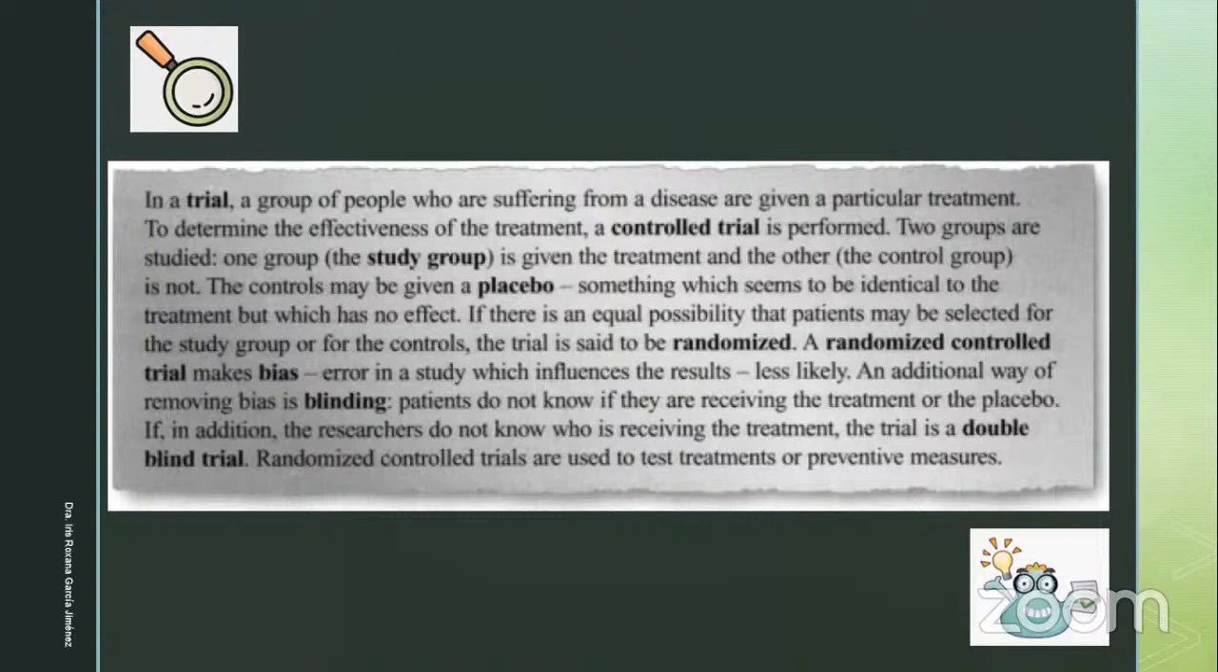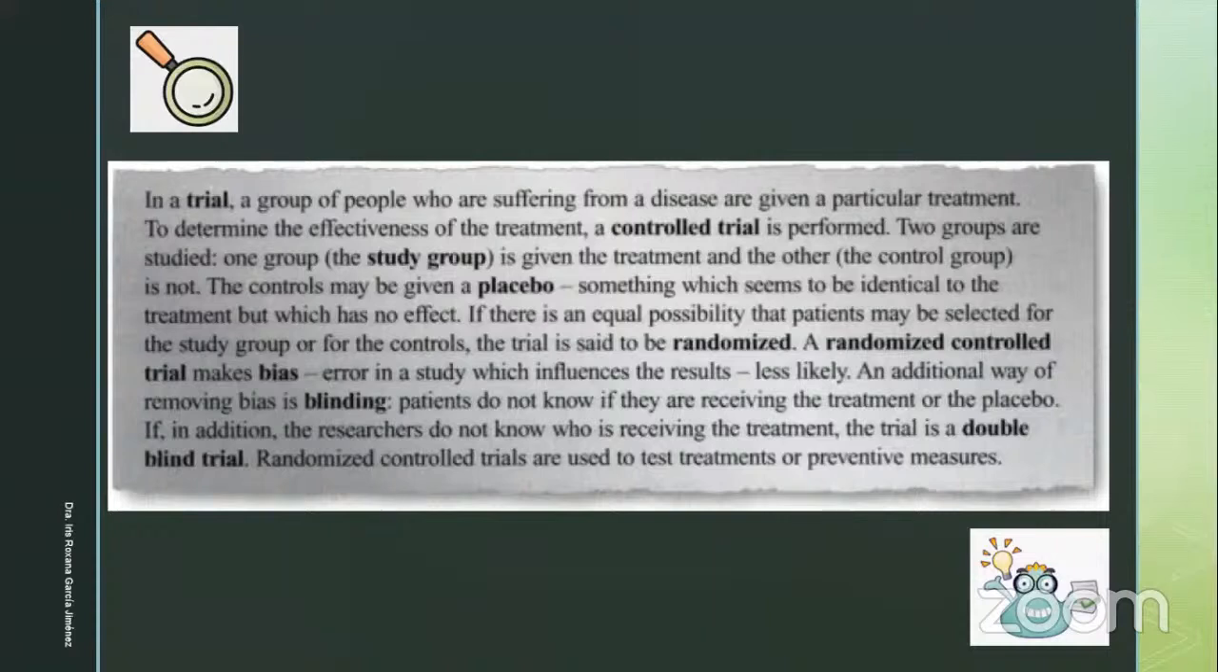If there's an unequal possibility that patients may be selected for the study group or for the controls, the trial is said to be randomized. Randomized controlled trials reduce bias, error in a study which influences the result. An additional way of removing bias is blinding.